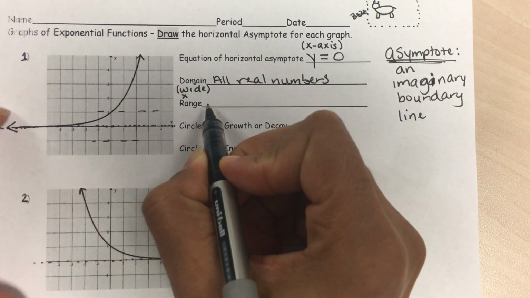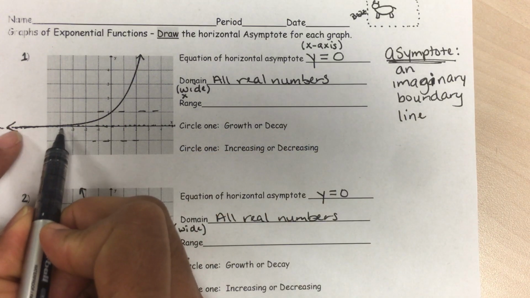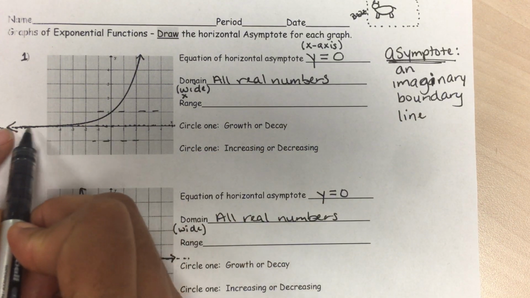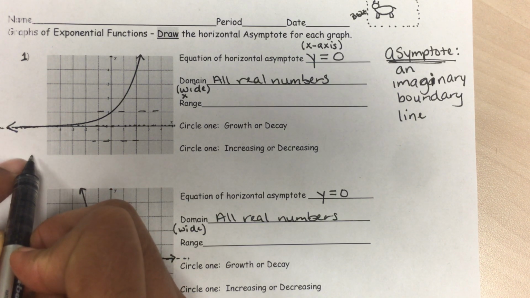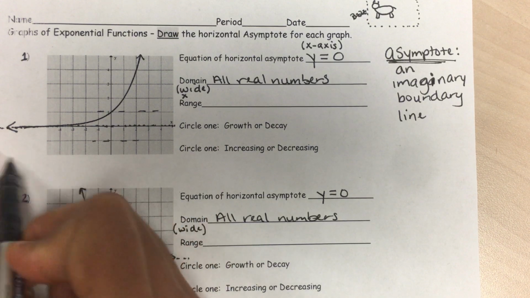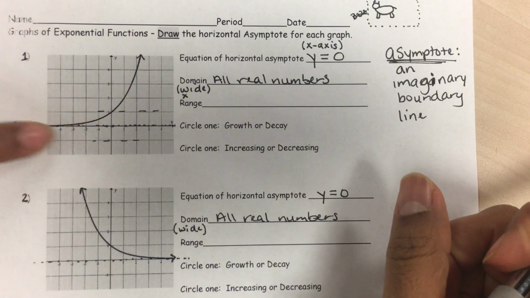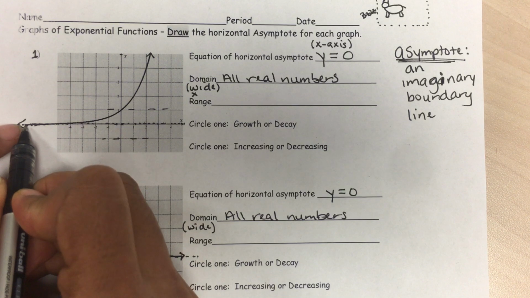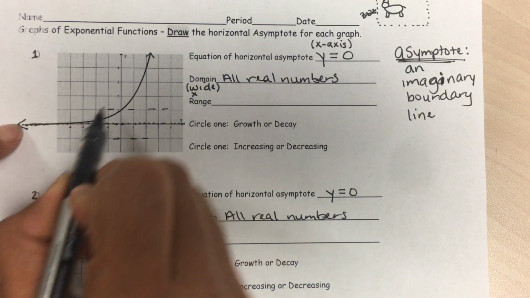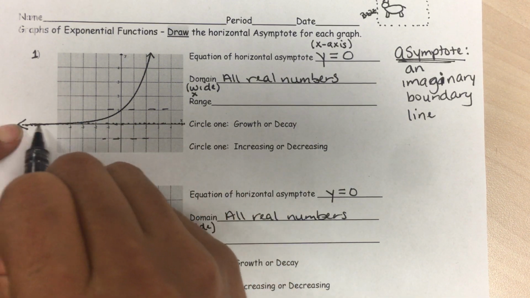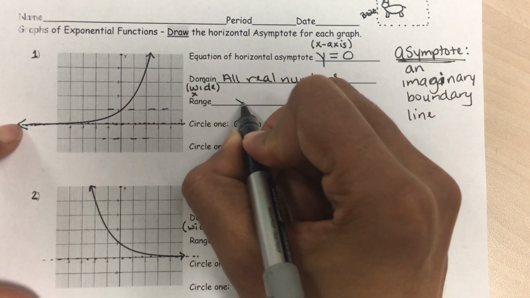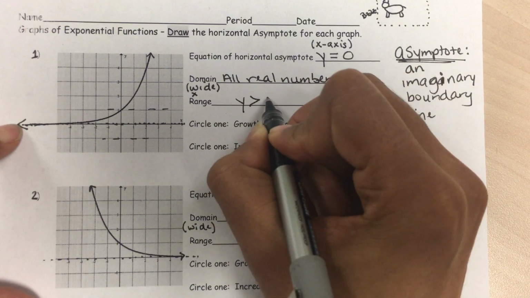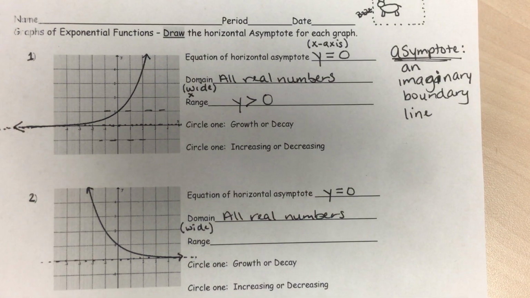So it is your job to tell me, where's my boundary line? It's at y equals 0. So, does my graph go down to -1 or -2 or -3 on the y-axis? No, there's nothing down here. There will never be anything down here. My graph stops here. So, my graph is going to be all y values that are greater than 0.